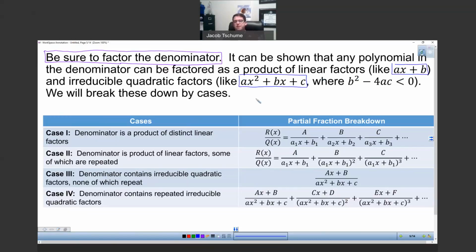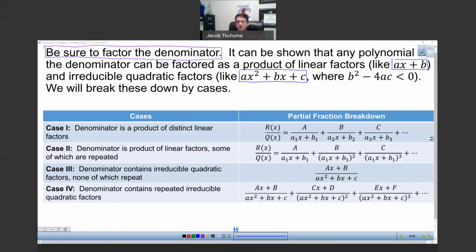So let's break down the 4 cases that we're going to run into today. And they kind of go from easiest to more difficult. So case number 1, if your denominator is a product of distinct linear factors, so it's things like x plus 1 and x minus 2 or something like that. They're all linear and they're all distinct.